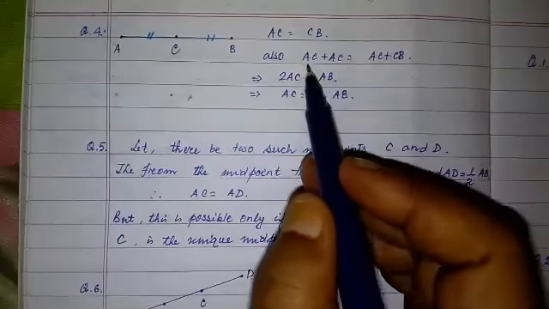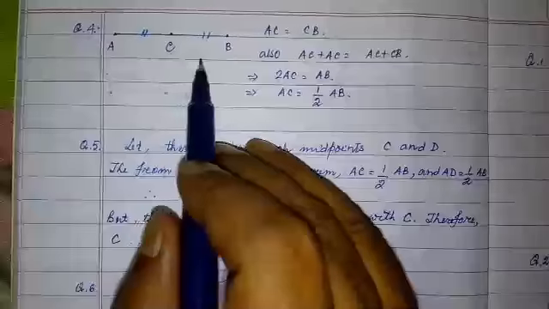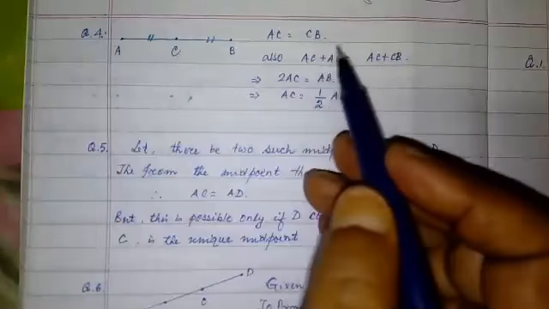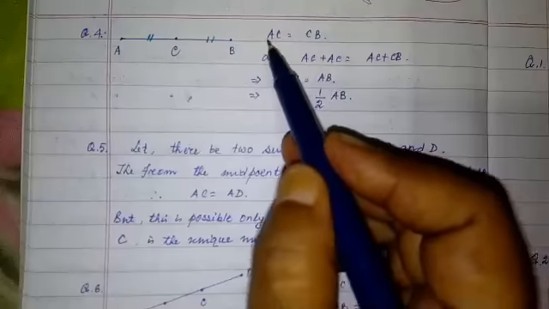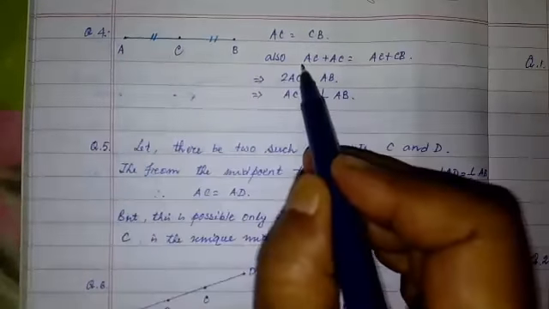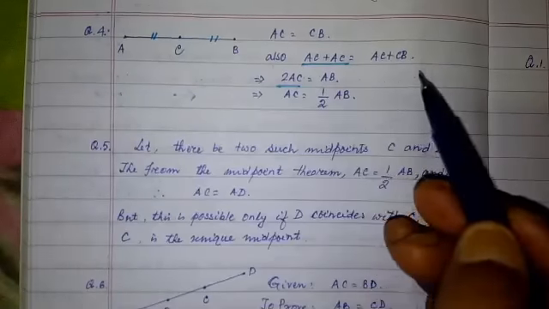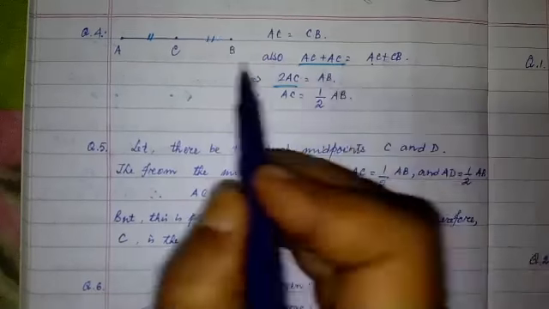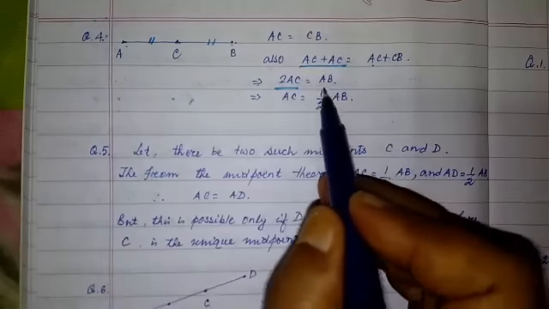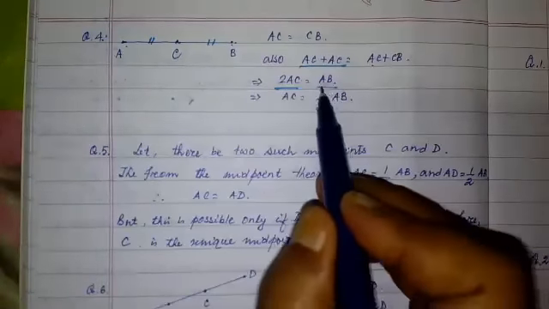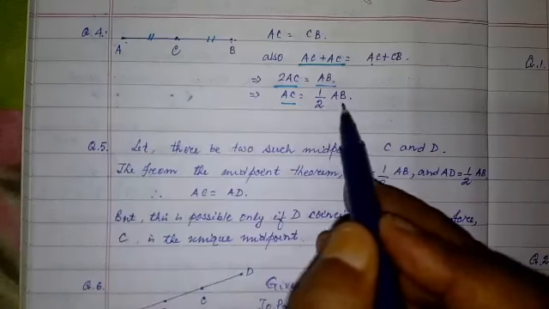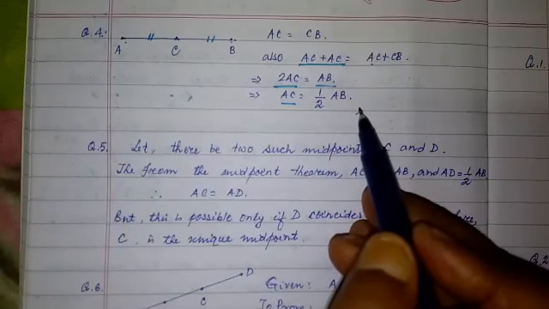What we are doing? Adding AC to both sides. So AC plus AC is equal to AC plus BC. Now AC plus AC, this is 2AC. And AC plus BC, AC plus CB is equal to AB. So what we get? 2AC is equal to AB. That is, AC is equal to AB by 2, that is half of AB. So it is proved.